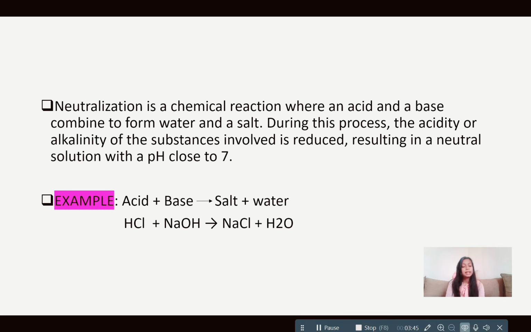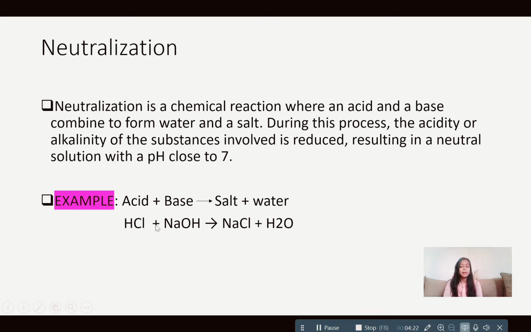Let us see what is the meaning of neutralization. So neutralization is a chemical reaction where an acid and a base combine to form water and salt. So in short, you can say when acid and base react together, they form salt and water, okay? So this is known as neutralization. During this process, the acidity or alkalinity of the substance involved is reduced, resulting in a neutral solution with a pH close to 7. Neutral solution means that it has a pH of 7.